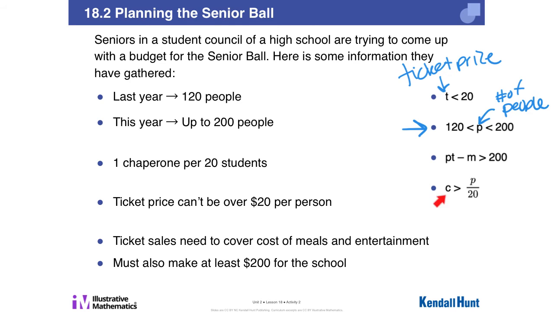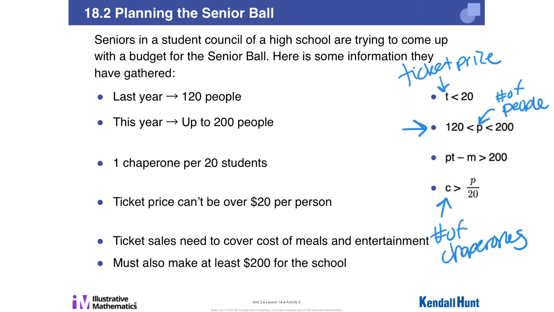Then down here, C has to be greater than or equal to P divided by 20. And that's kind of a different one. But the number of people, that's what P is, divided by 20 is going to tell us the number of chaperones. And the chaperones, you have to have at least, or greater than, the number of people divided by 20, or one chaperone per 20 students. So C is representing the number of chaperones.